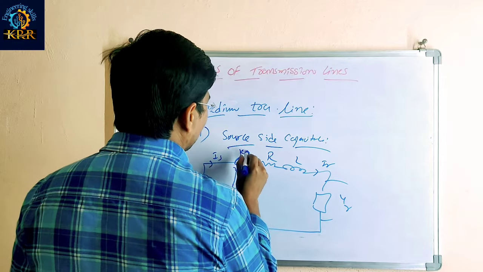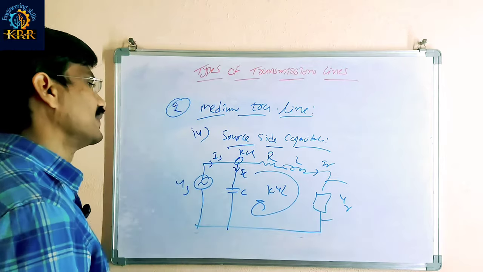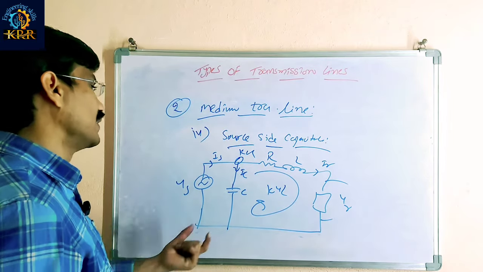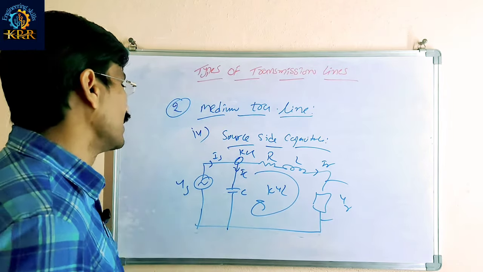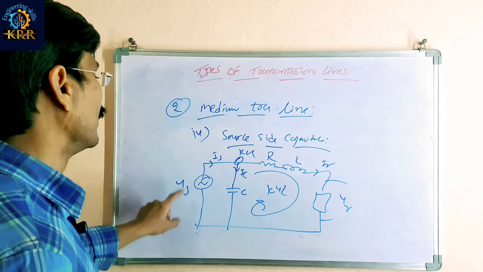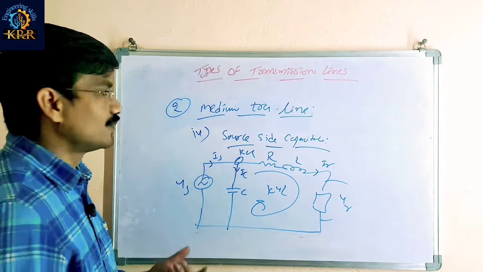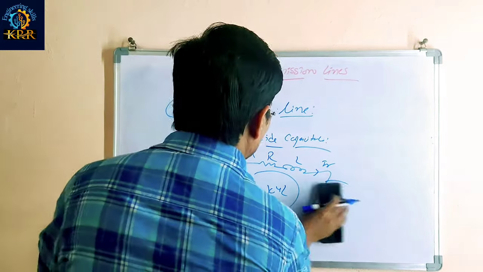Here we can apply KCL. Here we can apply KVL. We can calculate. Here also two equations we get. Solve those two equations and you will get the unknown things of voltage and current.